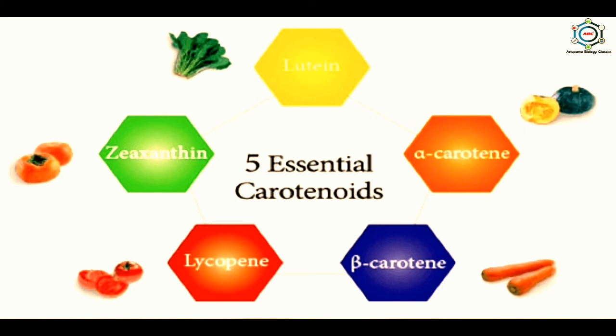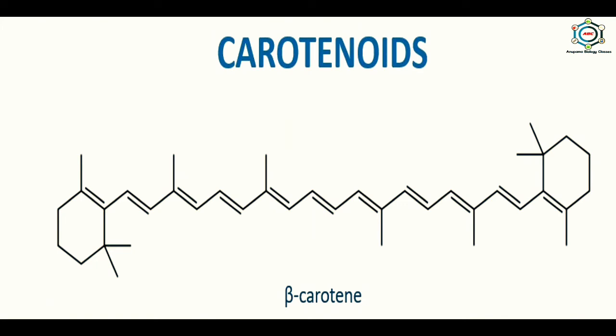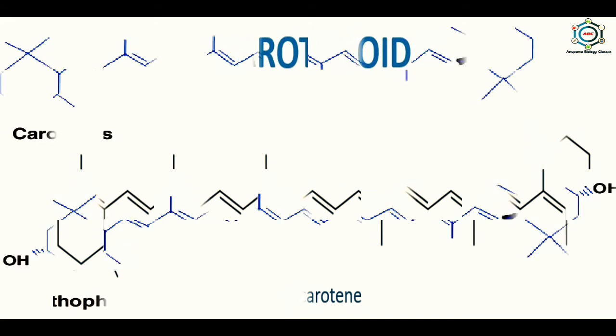The carotenoids also occur inside the chromoplast in flowers and fruits and make them conspicuous to animals for pollination and dispersal. So here you can see the 5 essential carotenoids, which are lutein, alpha carotene, beta carotene, lycopene and zeaxanthin. In general, there are two major groups of carotenoids, the carotenes and the xanthophylls, and both of them are soluble in organic solvents.